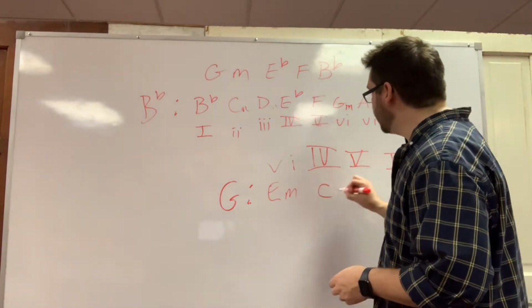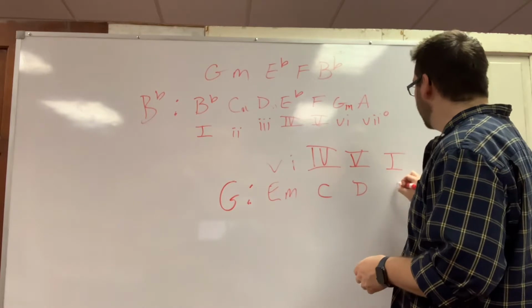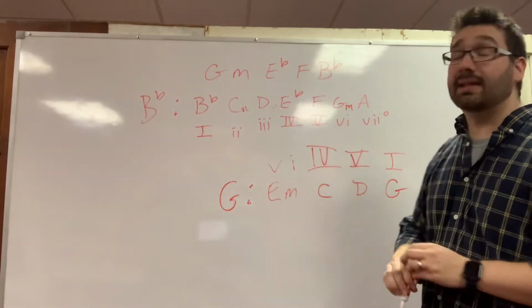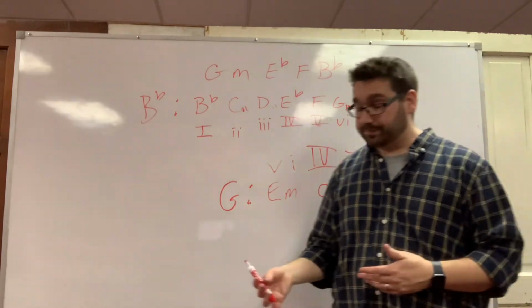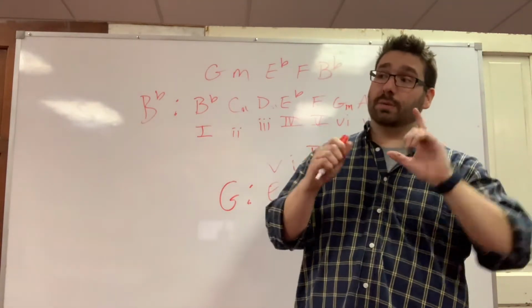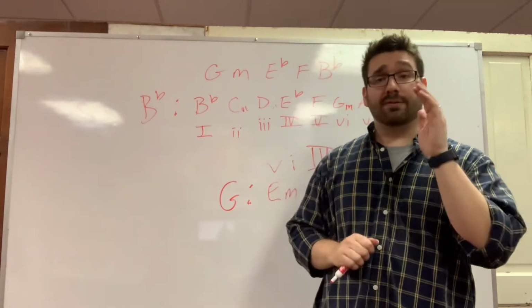My 4 chord is going to be C, 5 is going to be D, and 1 is going to be G. Great, these are the chords that I play. Last thing I need to know is what do I do with my capo? Well, what I'm going to do with my capo is take a look back at my chart again. I'm going to find a G.